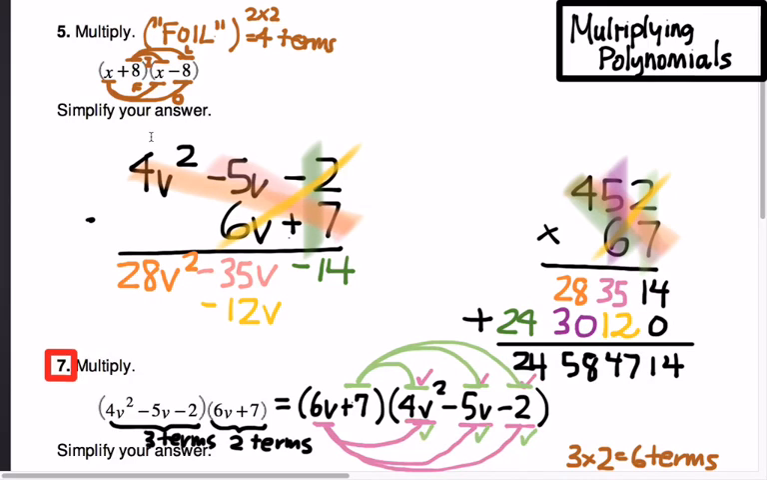So moving over a space the way that we do in the digit algorithm makes even more sense here, because we can see visually that that's a like term. It belongs with the other one that has a v in it. And then 6v times negative 5v, this pair. What does that give you? Negative 30v squared, right.